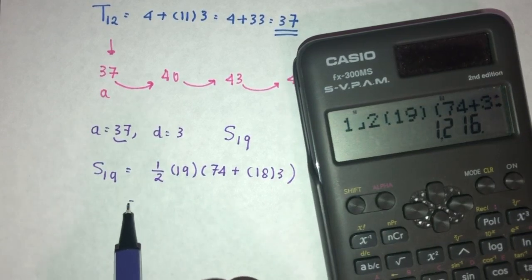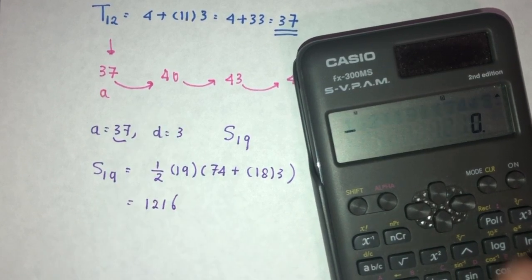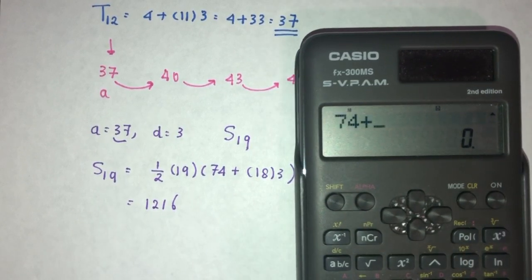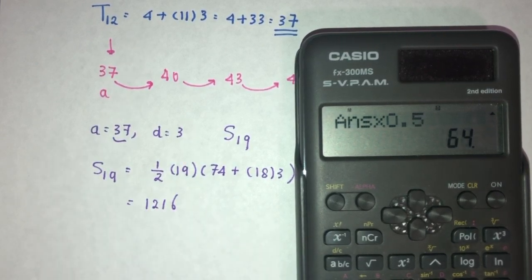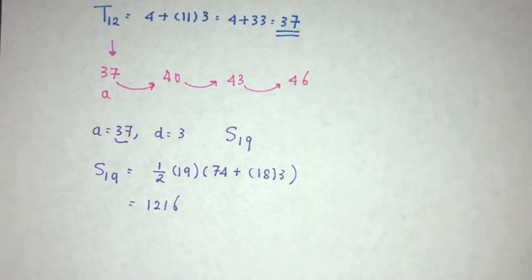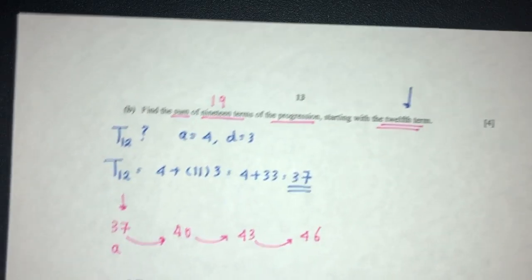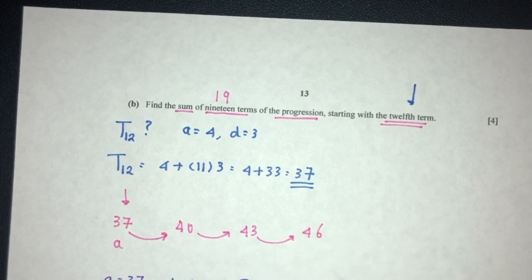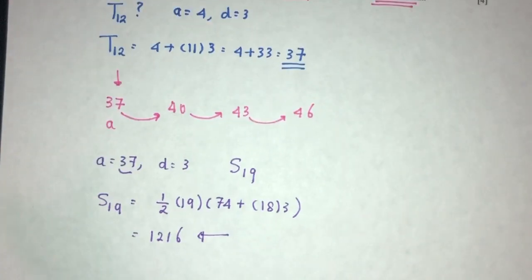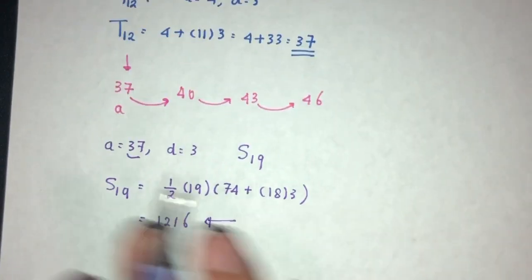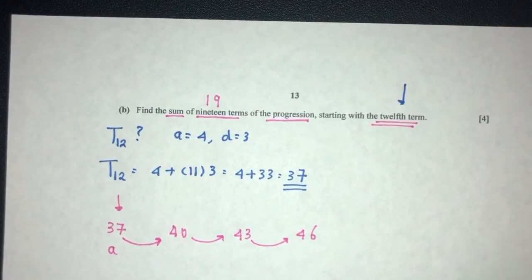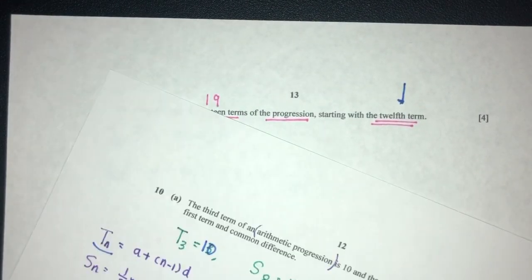That should become 1216. Let's simplify one more time. So 74 plus 18 times 3 will be this, times 19, not 0.5, sorry. So to confirm, the first of the 19 terms starting from the 12th term should be this one. Instead of trying to find the difference between the sums of the first whatever terms, let me create a whole new progression with the first term as the 12th term, and then find the sum of the first 19 terms as required. This is your question number 10.